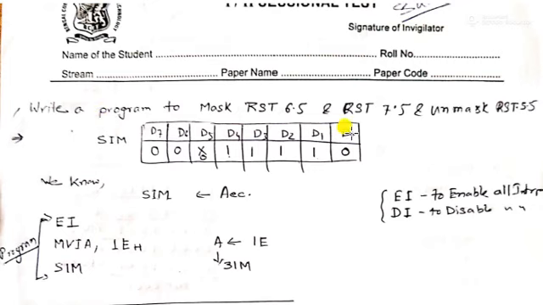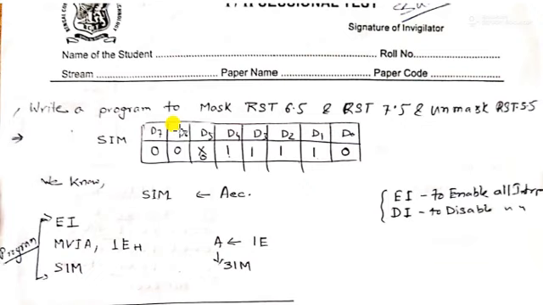So we take the SIM instruction. This is the bit format of the SIM instruction, D0 to D7. The D0 bit is for mask M5.5, M6.5, M7.5. This is the mask set enable pin. This is R7.5. This is the don't care condition. This is the serial output data and serial output enable pin bit.